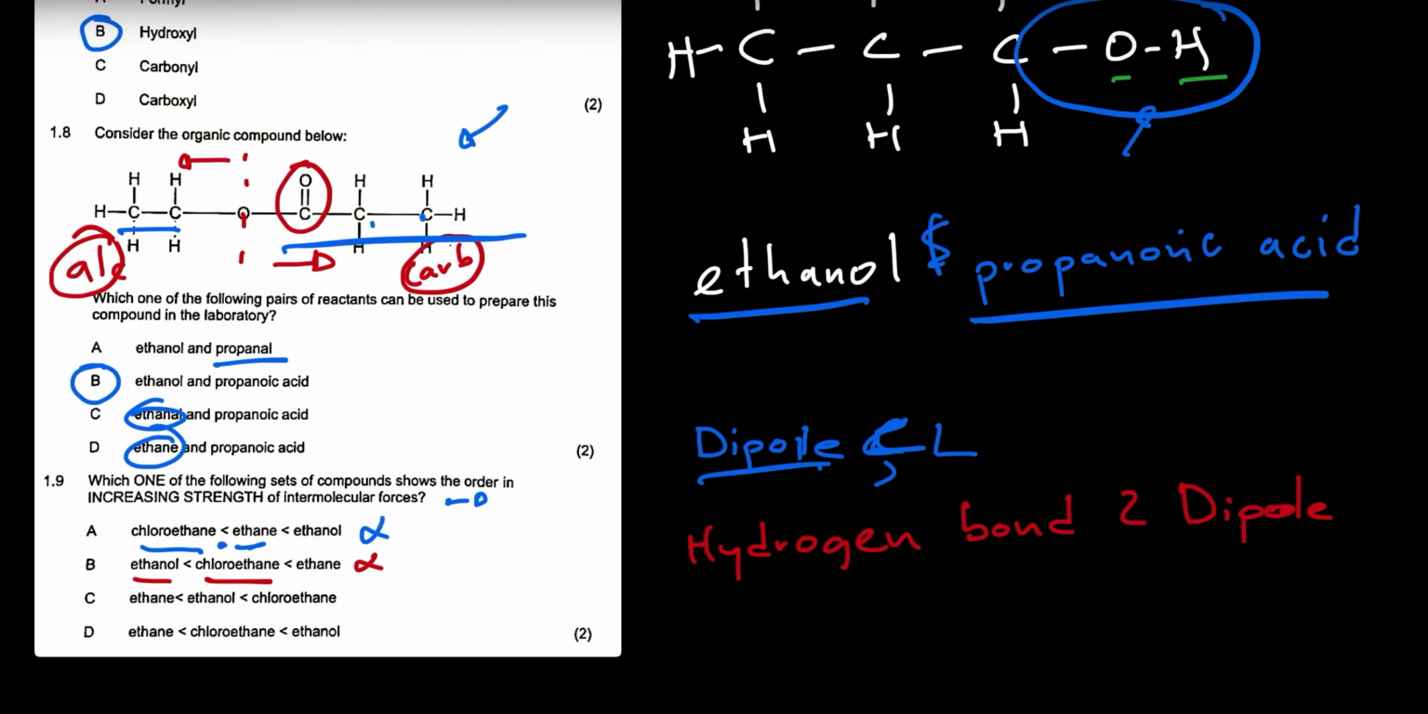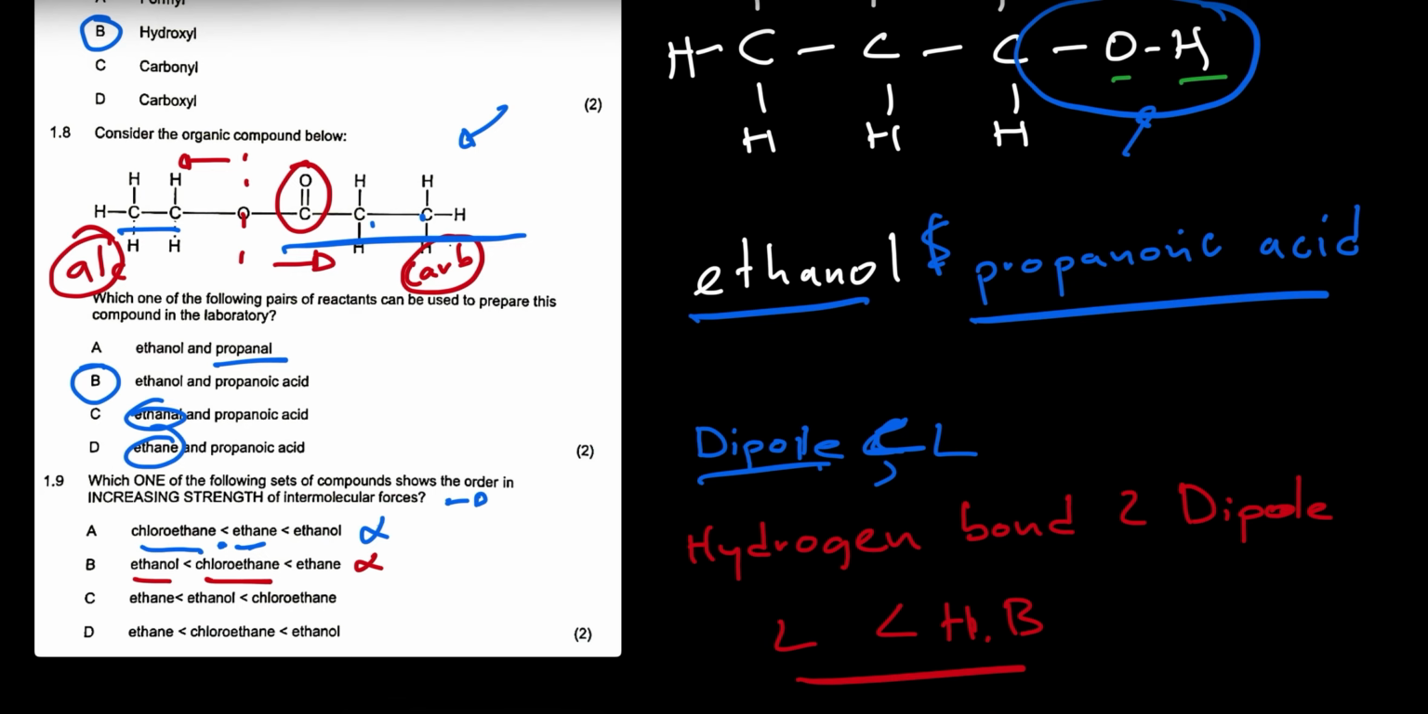So if we look at number C, they say ethane, which has London forces. So we know that is an alkane. We have London forces. Okay, they say London forces are weaker than ethanol, which is an alcohol. So we have hydrogen bonds. Okay, so that first part is correct. The first part is correct because London forces are weaker than the hydrogen bond.